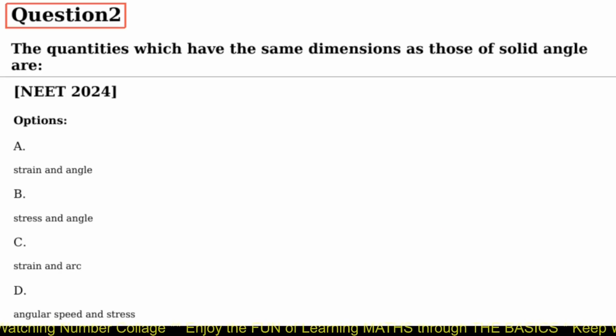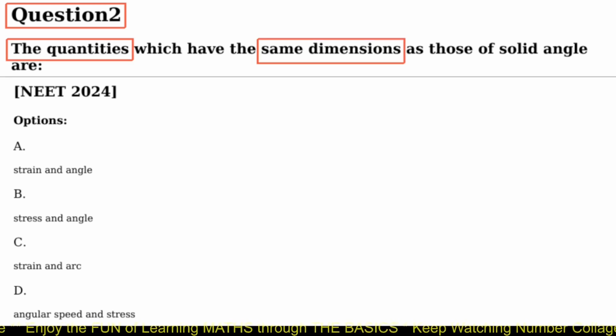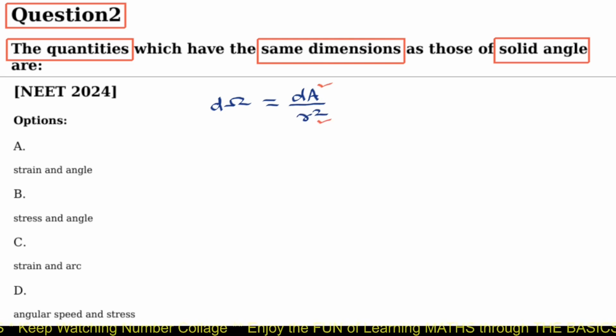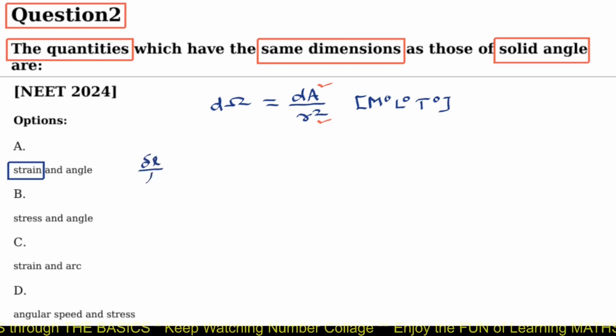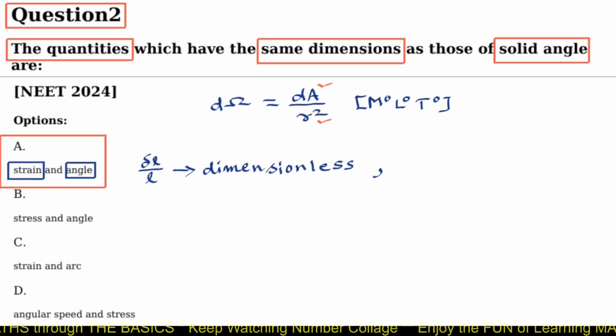Question 2. We have to find the quantities which have the same dimensions as those of solid angle. Now solid angle d omega is dA upon r square. Here both area and r square have same dimensions, so they get cancelled and solid angle becomes a dimensionless quantity, m raised to 0, l raised to 0, t raised to 0. Here strain is delta L upon L, a dimensionless quantity, and angle as well, which is a number in degrees, again dimensionless. Hence the correct answer option is A, strain and angle.